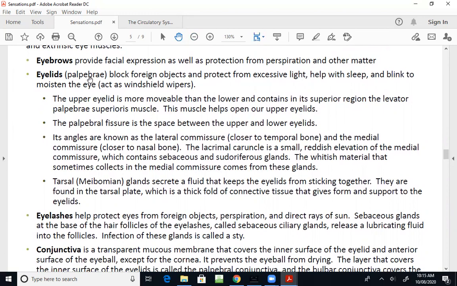The fancy term for eyelids is palpebrae. Palpebrae is plural; palpebra would be one. They block foreign objects, protect from excess light, obviously help with sleep, and we blink something like thousands of times a day to help moisten our eyes, because they act like a windshield wiper to help give us the moisture across the surface of the eyes.